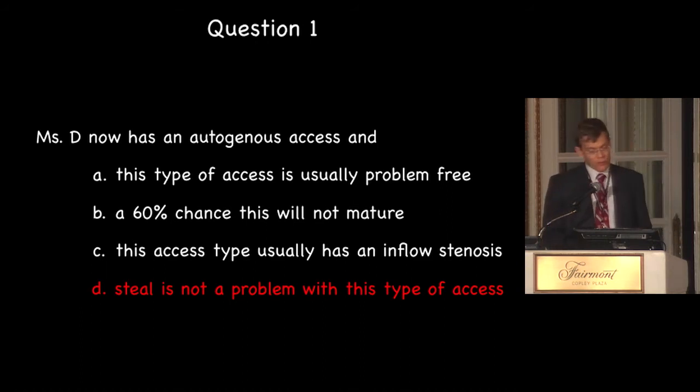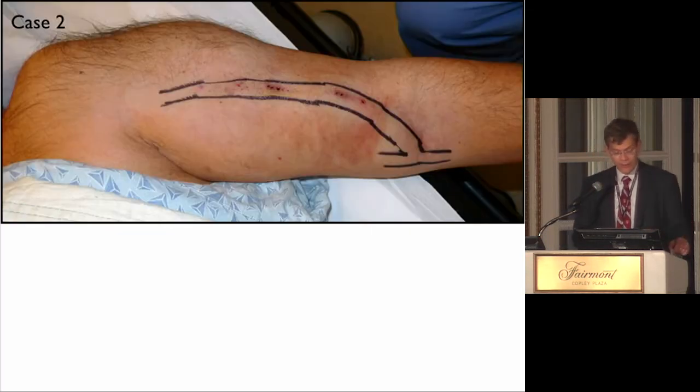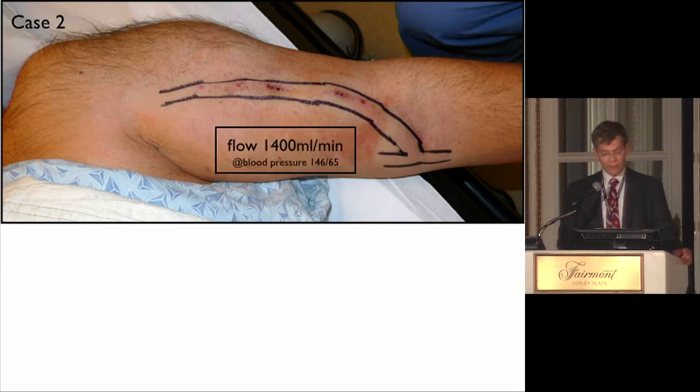Now the last thing. We talk a lot about flow in dialysis access, so the last question is, well, steal is not a problem with this type of access, upper arm brachiocephalic vein fistulas. Is steal a problem or not? Well, here's a case of another left upper arm access. Flows are 1400, with blood pressures. That's a middle of the road blood flow for an upper arm fistula.